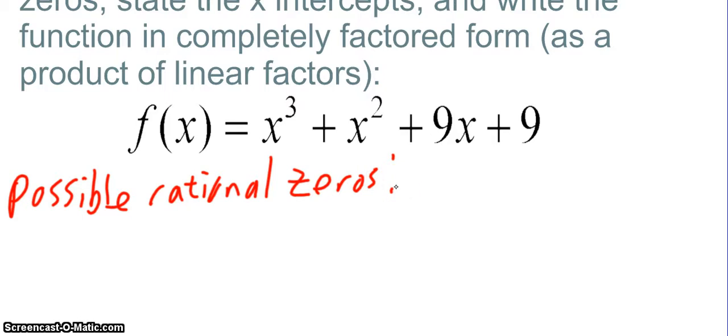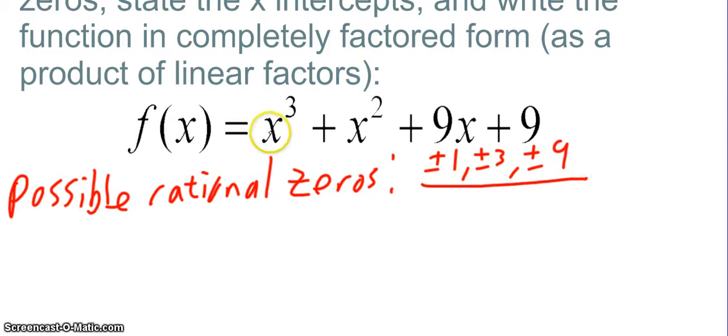And so what the rational zero test said was it's all the factors of the constant term. So what are the factors of 9? Well, the factors of 9 are 1, 3, and 9. Now, keep in mind, there's also negatives as well. So negative 1, negative 3, and negative 9. So I'm going to write it like this. Plus or minus 1, plus or minus 3, and plus or minus 9, divided by all of the factors of the leading coefficient. Well, in this case, the leading coefficient is just 1. So the factors of 1 are 1 and negative 1, though. So I'm going to do plus or minus 1.